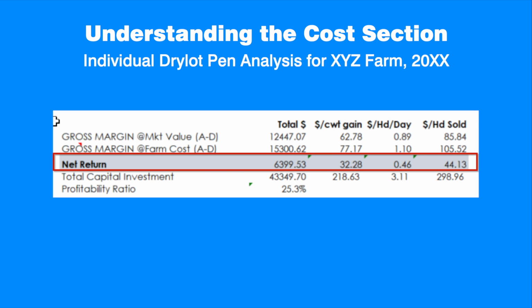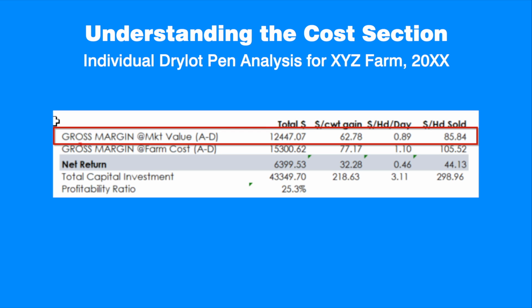Subtracting the total production cost from the pen revenue gives the pen net return of $32.28 per 100 pounds of gain. In addition to the net return, AgriProfits calculates gross margin, which in our example is $62.78 per 100 pounds of gain. Gross margin accounts only for the cash portion of cost that excludes unpaid labor and depreciation. Gross margin shows the amount available to cover the depreciation cost, principal payments, and owner's withdrawals.